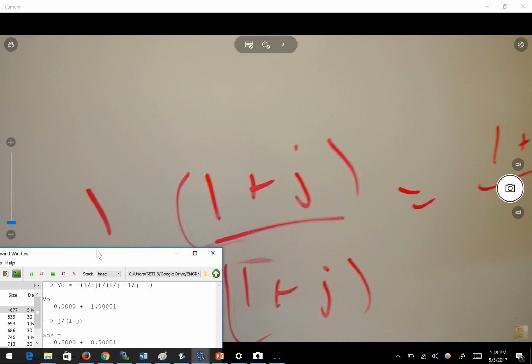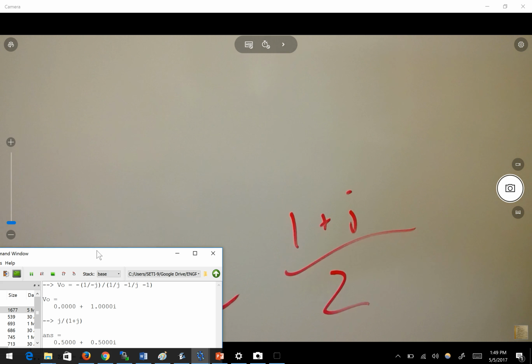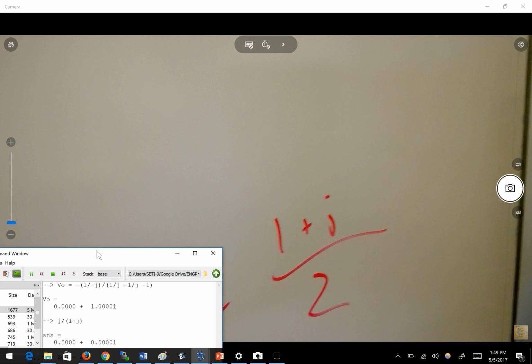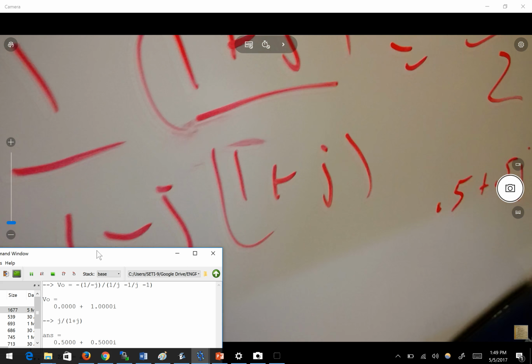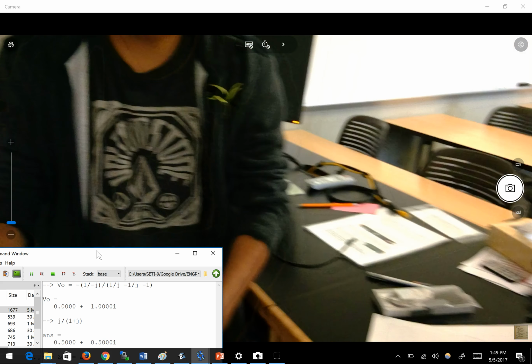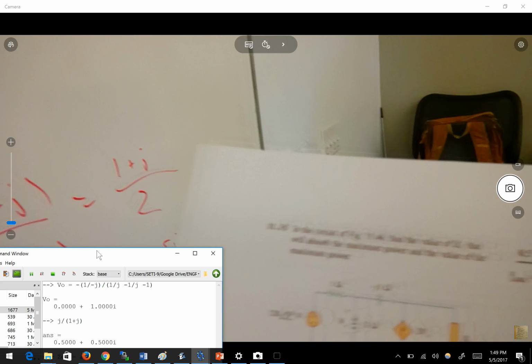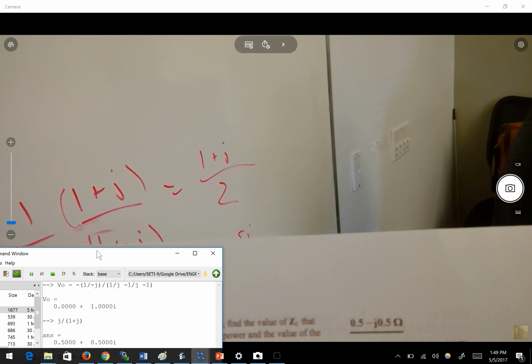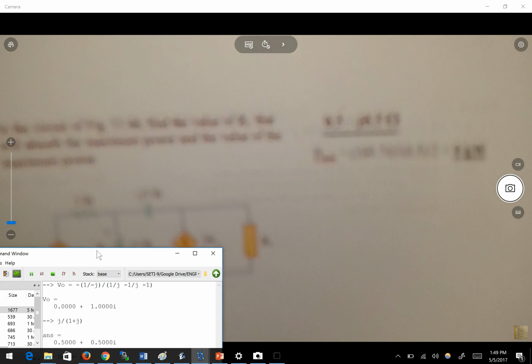over 2. Z Thevenin is 1/2 plus J. Yeah, that's right. Is that what the answer says? Yeah, right here. Okay, yeah, that's right. Cool. And we got the same... Yeah, because it's got to be the complex conjugate. That's what the answer says.